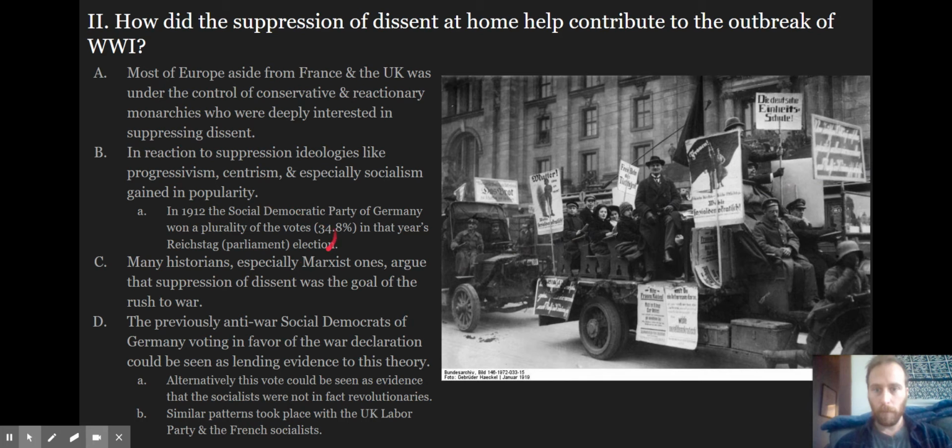The Social Democrats get 34% of the Reichstag. They're the biggest party. They're anti-war, supposedly. As soon as war breaks out, they all vote for it, except for a couple. This is a similar pattern in almost every nation in Europe. All these countries are whipped up into a patriotic frenzy, and the conservative reactionary monarchs basically get what they want, at least until the war starts being understood at home, and dissent is suppressed.